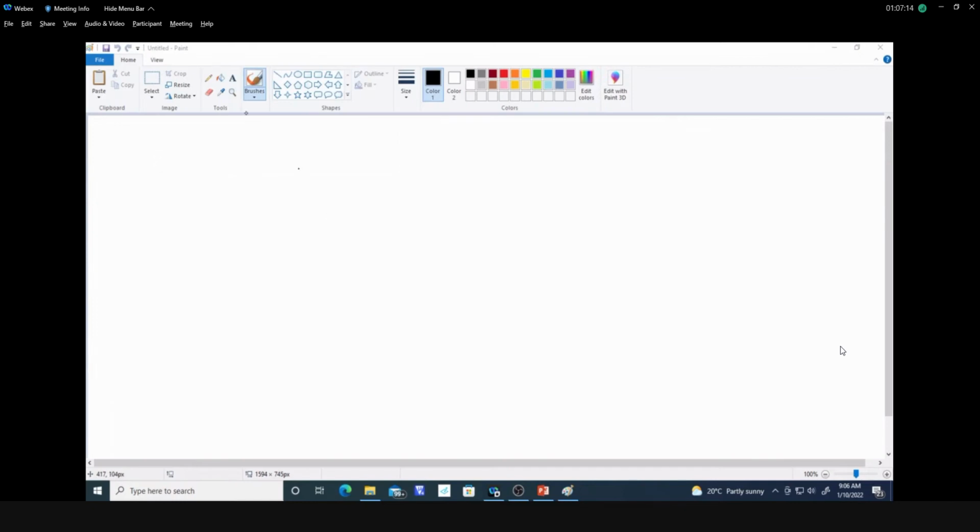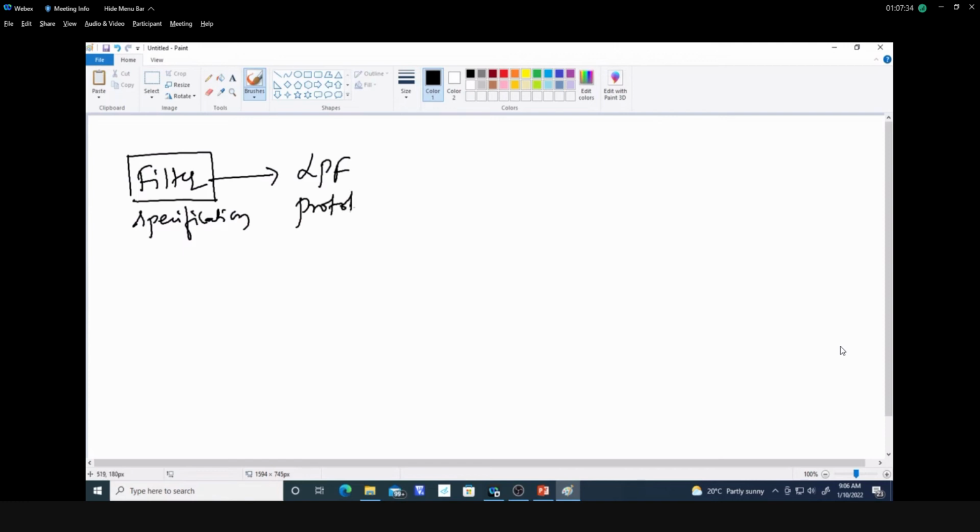So now we have the filter specification. Okay, then later we have the low pass filter prototype. First we are going to design the prototype of this, then we are going to have the scaling and conversion.